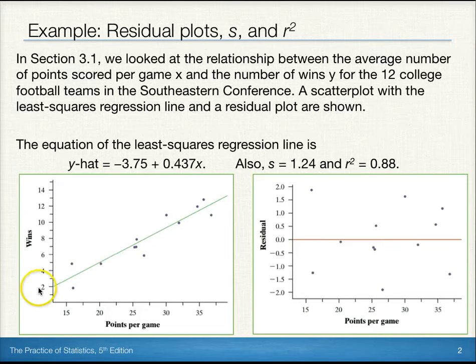Now, the equation of the least squares regression line in this scatter plot is y hat equals negative 3.75 plus 0.437x. Also, we have a residual plot here, and we have the calculated standard deviation of residuals, 1.24, and a coefficient of determination of 0.88.